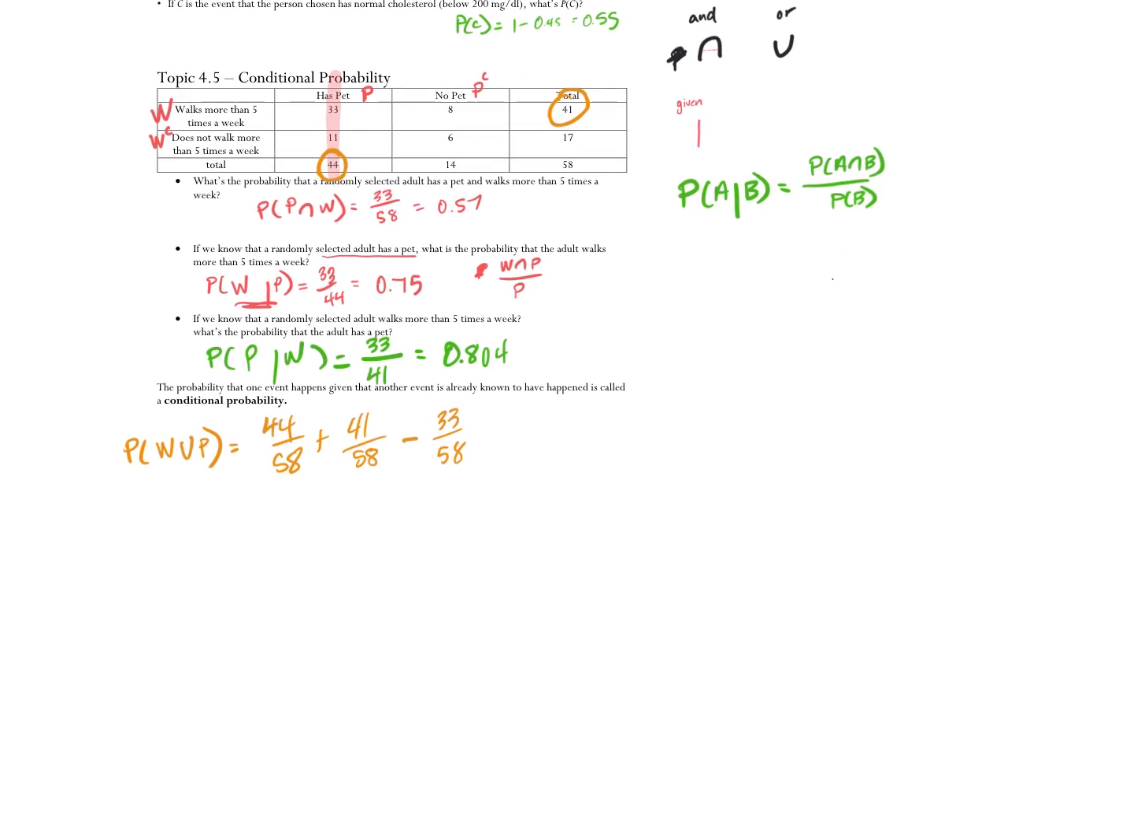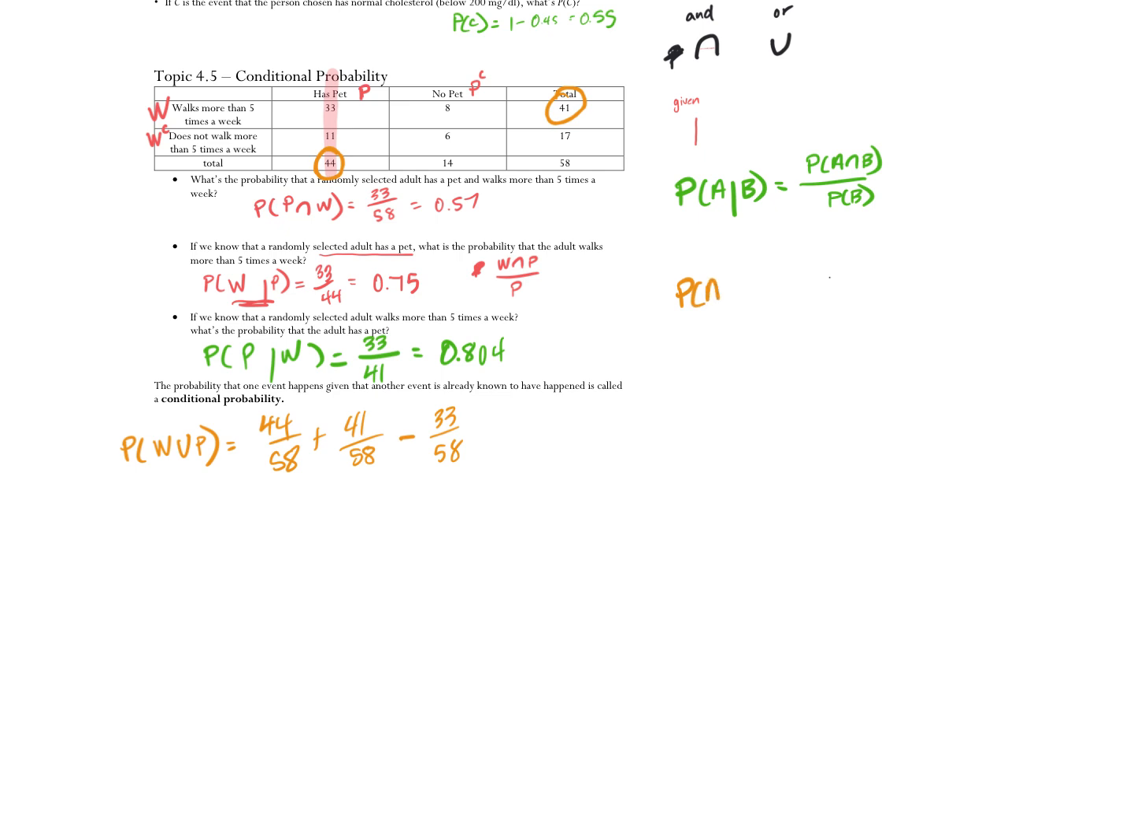Okay, second probability formula. The probability of A or B is equal to the probability of A plus the probability of B minus the probability of A and B. We can kind of see it here because those 33 people got counted twice, yeah?